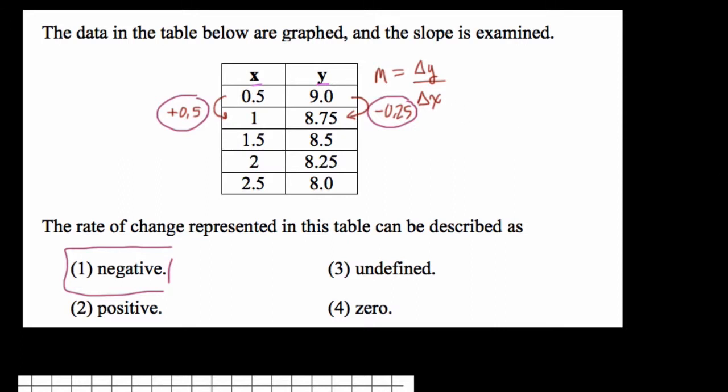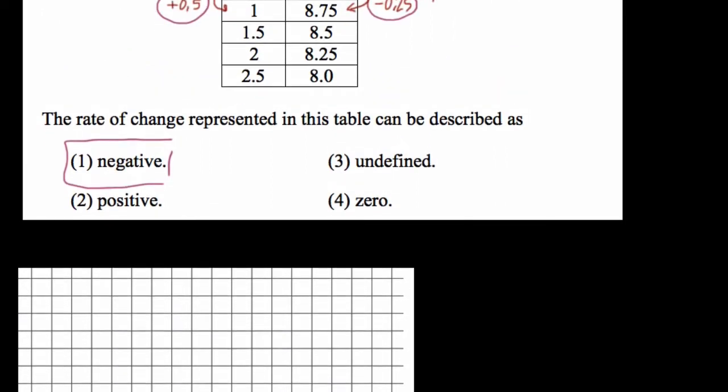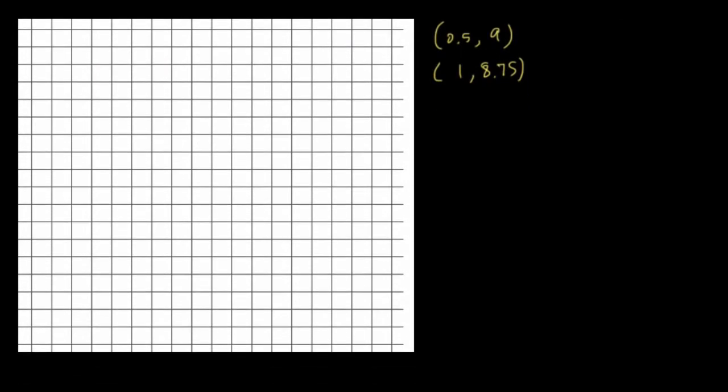And we can think of this on a graph as well, with these points 0.5, 9 and 1, 8.75. If we think of those as 2 points on a graph, let's say we have 0.5 comma 9, and then we have 1 comma 8.75. So we set up our axes, we have our y-axis here, our x-axis, and if you graph these 2 points, you'll quickly see that this, in fact, is a negative correlation.